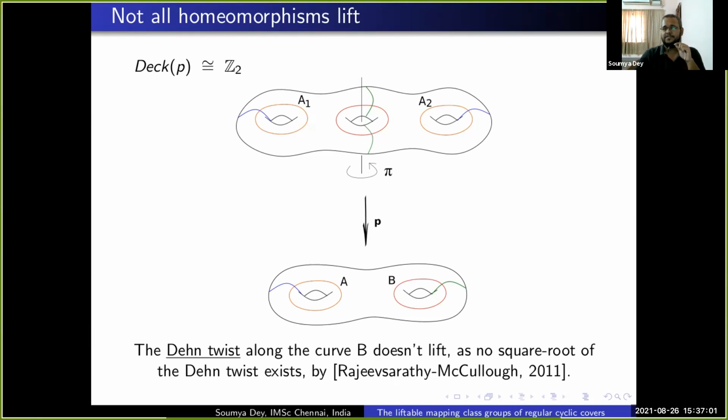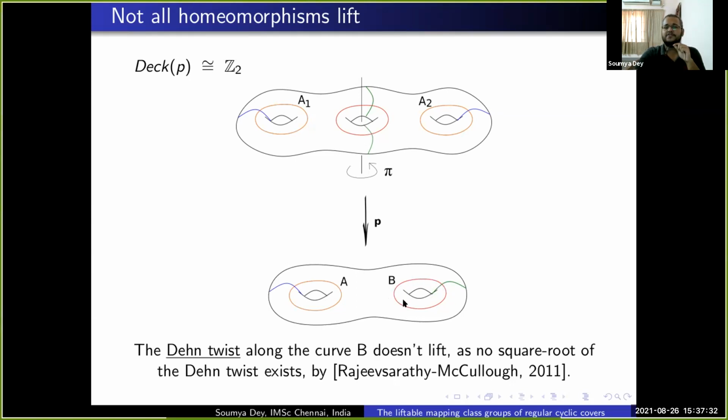I'm not going to define what a Dehn twist is, but this is a homeomorphism of the surface which can be defined given any non-separating curve on your surface. So the Dehn twist along A can be lifted to the Dehn twist along A1 and the Dehn twist along A2. So the Dehn twist along A is a homeomorphism which is liftable. But now you consider this curve B, okay?